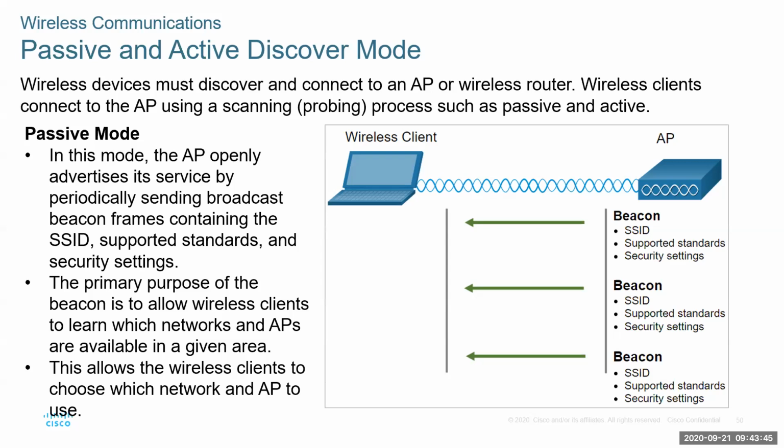It's going to send out, the primary purpose of that is to allow the wireless access points to learn about these wireless networks and that the access points are given those areas. If you have a hidden SSID, that beacon is still going out. It's just that the SSID is not showing up.